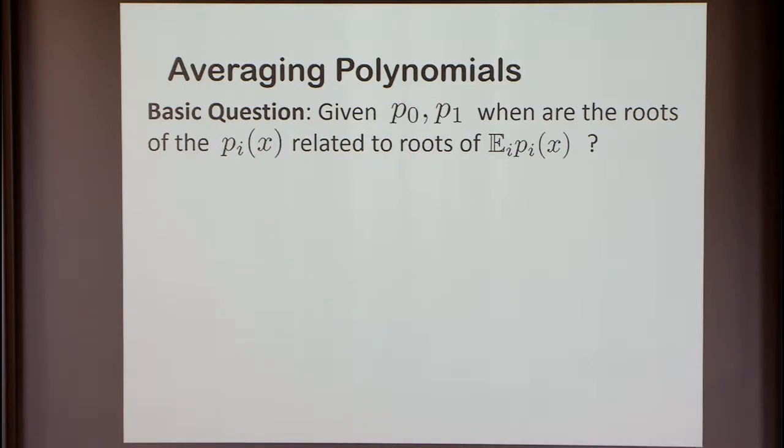So the most vanilla question that we need to answer is the following. Suppose I have 2 polynomials, and suppose they have real roots. And suppose I compute their average, which is this expectation. So when are the roots of the individual polynomials nicely related in some way to the roots of the expected polynomial, the average polynomial?